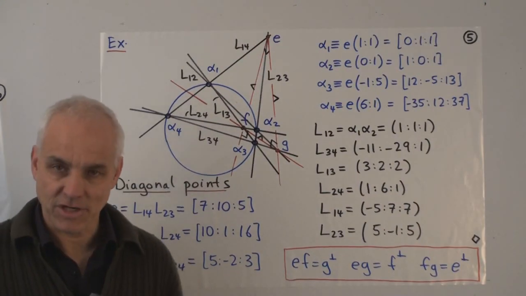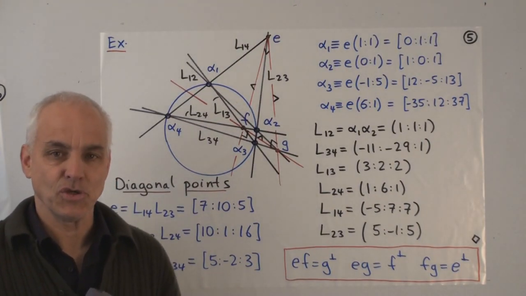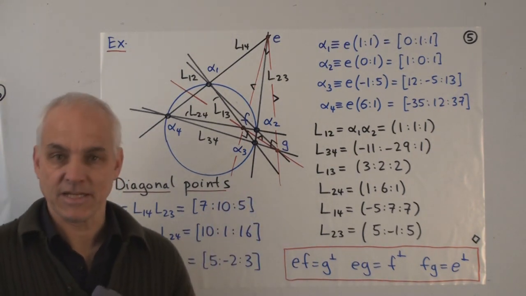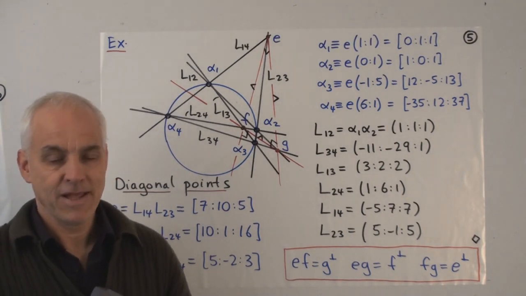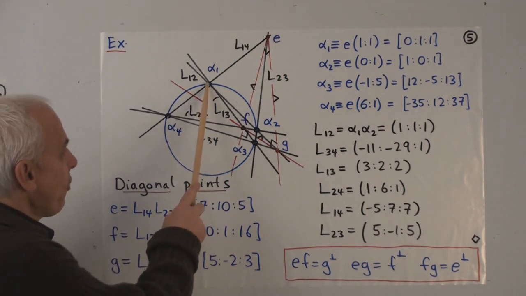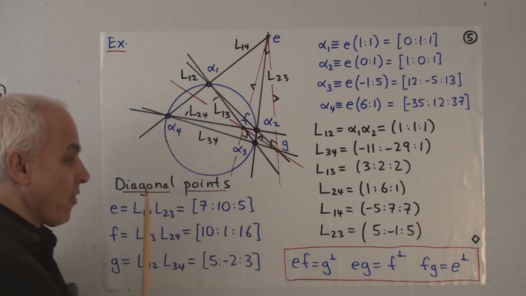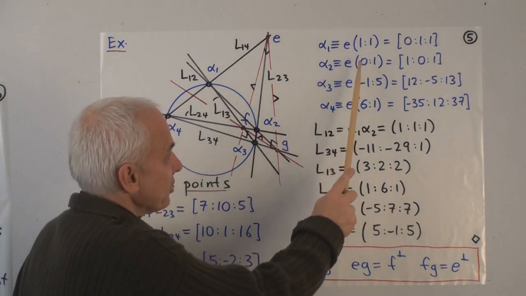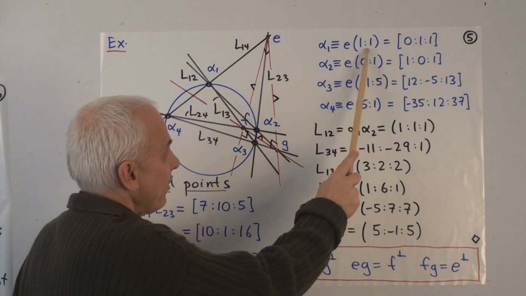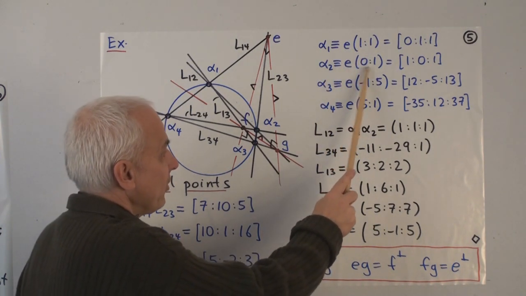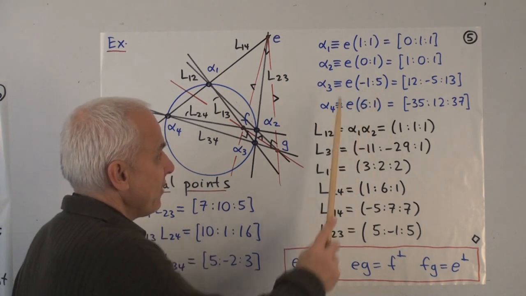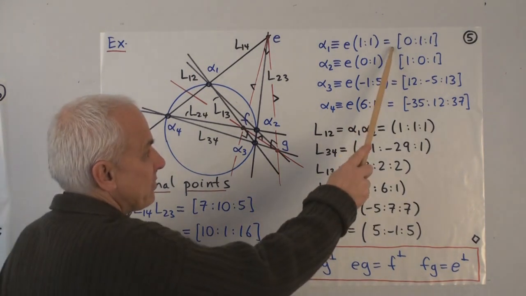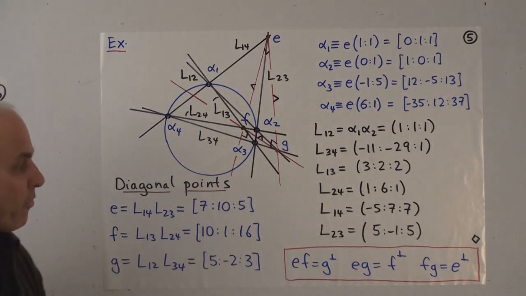In any particular situation, it's probably easier just to apply the j function one step at a time to compute successive joins and meets. Let's illustrate that here with an example. 4 points, alpha 1, alpha 2, alpha 3, alpha 4 on the null circle, given explicitly in terms of these four proportions. So alpha 1 is e of 1 to 1, alpha 2 is e of 0 to 1, alpha 3 is e of minus 1 to 5, and alpha 4 is e of 6 to 1. And here are the explicit homogeneous coordinates for those 4 points.